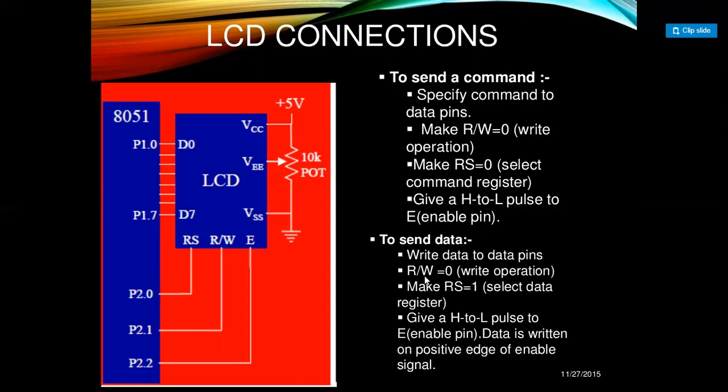To send a command, specify the command on the data pins, make read/write 0 for a write operation, make RS 0 to select the command register, and give an H to L pulse to enable. To send data, write the data to the data pins, make read/write 0, make RS 1, and give an H to L pulse to enable. Data is written on the positive edge of the enable signal.